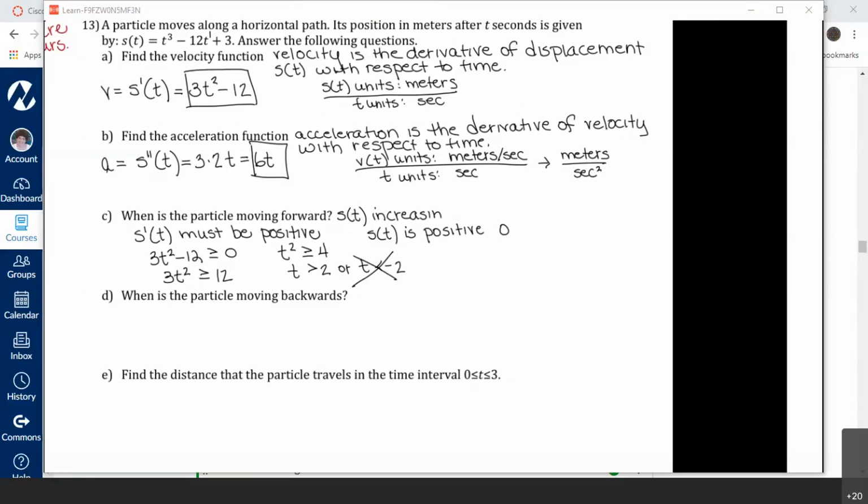Okay, I'm not interested in what happened before I started timing the movement of the particle. So basically what I'm saying is the function is increasing when t is greater than 2.